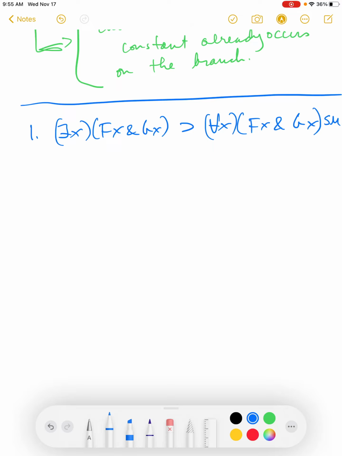Okay, well let's think, before we do the tree, let's think about the sentence for a moment. The antecedent, okay, so suppose there were an interpretation that makes the antecedent true. There's at least one thing that's F and G. Well, it doesn't follow that everything is F and G, but if there's only one thing in the universe and that thing is both F and G, then everything in the universe is both F and G.